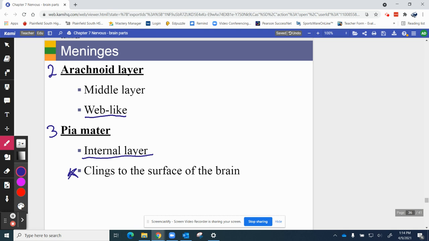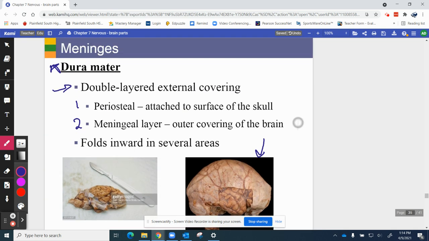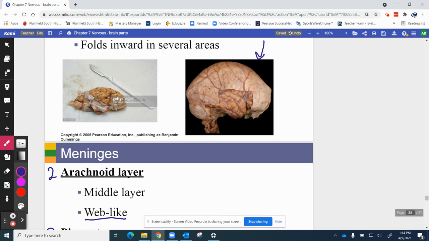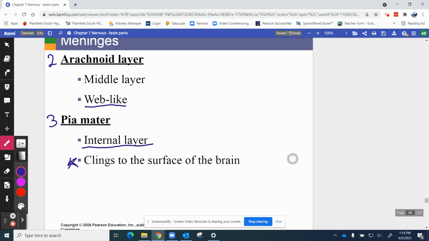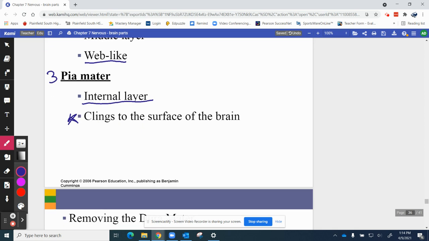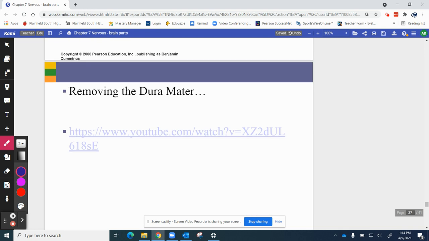So you really can't take that one off, but you can see the dura mater, you can remove it. You can see a little bit of this arachnoid matter that is holding the dura mater to the pia mater, and then the pia mater is directly attached to the brain itself. So it's really hard to remove. You don't really see that. All right, this video, I'll post it. It shows a little bit of removing that dura mater from the meningeal layers.